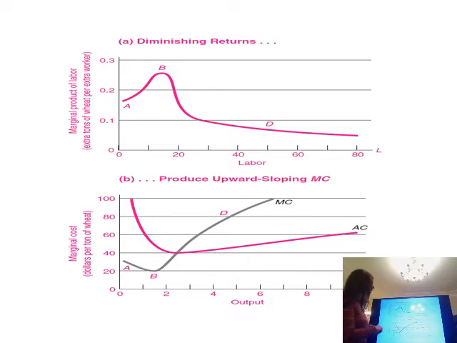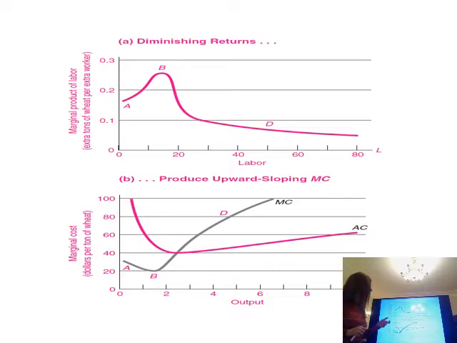This is translated into, they are mirror images. In the region when the marginal product is increasing, the marginal cost is decreasing, okay? In the region when the marginal product is falling, the marginal cost is increasing. This implies that they are both mirror images together.